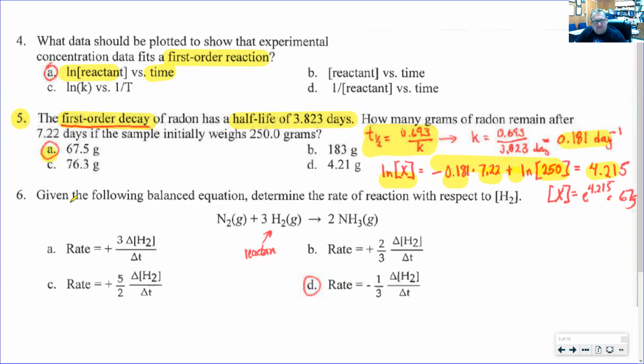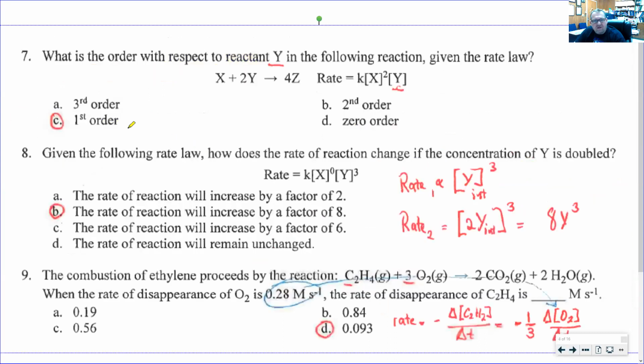Okay, so I give you the balanced following reaction. What is the rate with respect to H2? So here's our H2. It's a reactant, so it's going to have a negative on it. There's a 3 stoichiometry, so it's going to be a negative 1/3 change in H2 over change in time. We did very good on that one as a class.